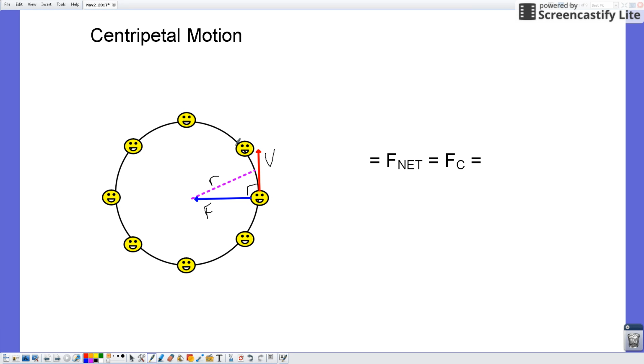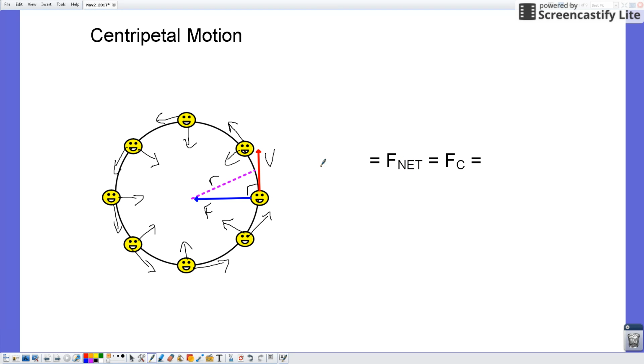When this happens, you turn a little bit, so now you're going this way, and then this way, and then this way. Your velocity is always going to be tangent to the circle, and the force will always be at right angles to that, which happens to be towards the center of the circle.